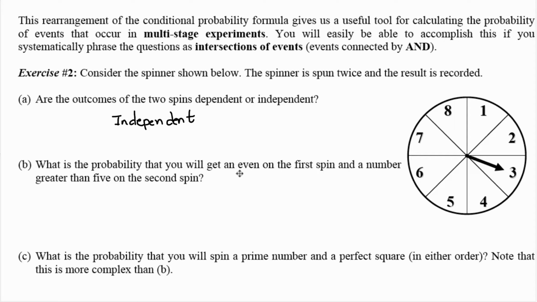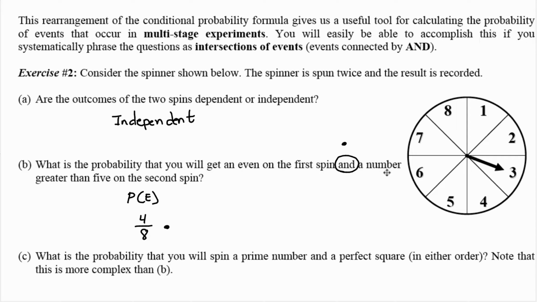What is the probability that you will get an even on the first spin and a number greater than 5 on the second spin? So here's that key word again, and. So now our brains have to realize that really we're going to be multiplying our results together. So the first thing we want to look at is the probability of getting an even number. Well, we've got 8 spaces over there, and out of those 8 spaces, 4 are evens.